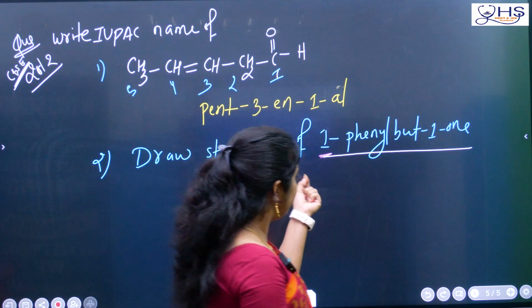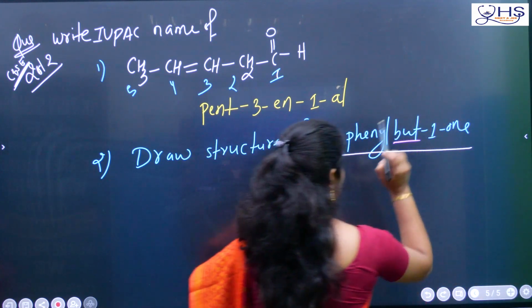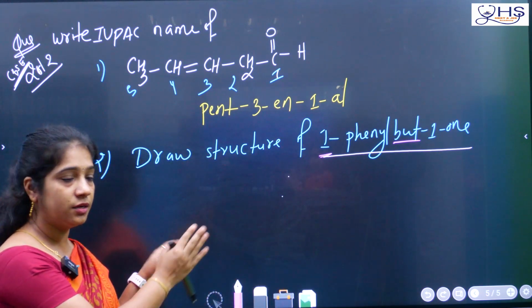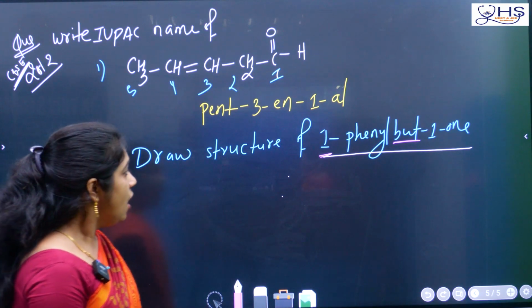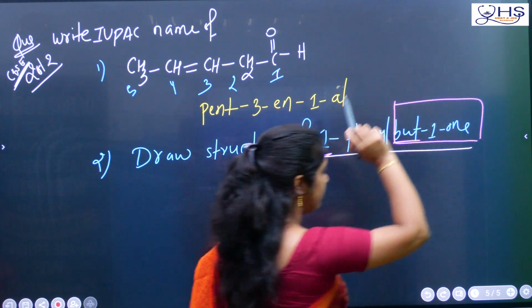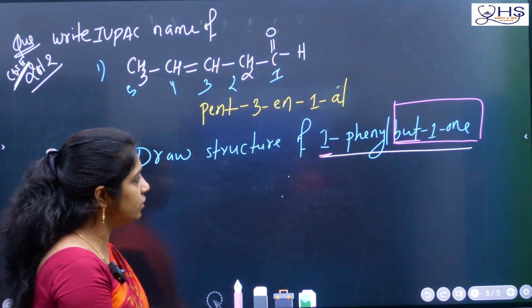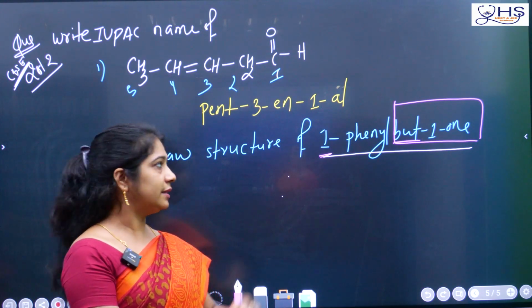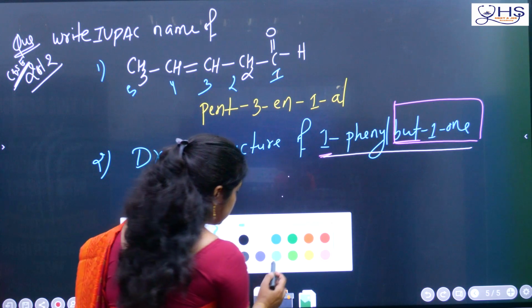So whenever they are giving a name and you have to write the structure, always first catch the root word, not the prefix part. Forget the prefix part, at the last moment only you will write it. Always while writing the structure, you focus on this second part. The second part means what? Word root first. First focus on the word root, then go to the suffix part, then only come to the prefix part. Very, very important.